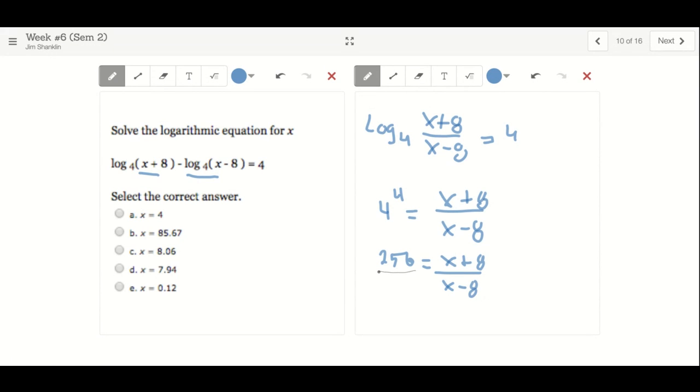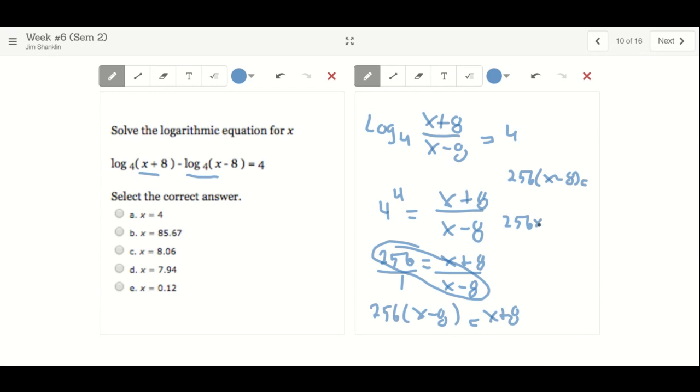I look at this and it's proportion time. I'm going to cross multiply. So I'm left with 256 times x minus 8 is equal to x plus 8. I don't have any place else to write it. All right, so I've got 256 times x minus 8 is equal to x plus 8. Whew. Now I'm going to multiply through here. That gives me 256x minus 256 times 8, which is 2048.